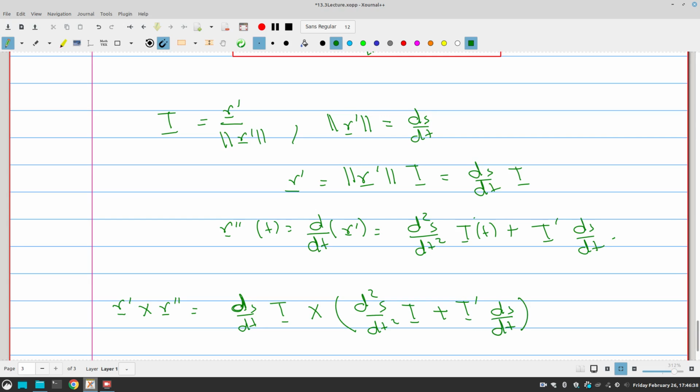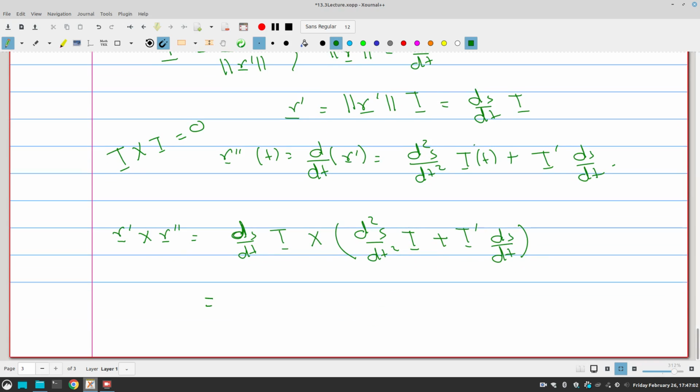Now, because T is in the same direction as T itself, if two vectors are in the same direction, remember their cross product is equal to 0. So T cross T equals 0, and only the second term survives. So you have ds over dt squared, T cross T prime. This is what survives: ds over dt squared times T cross T prime.